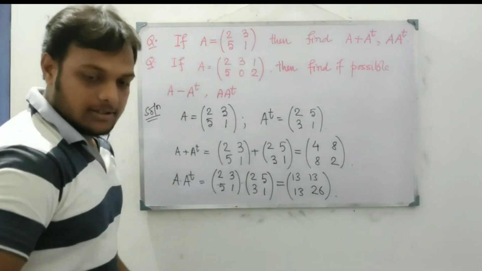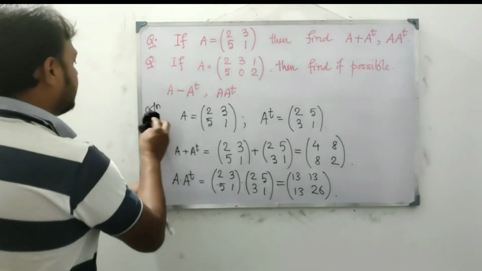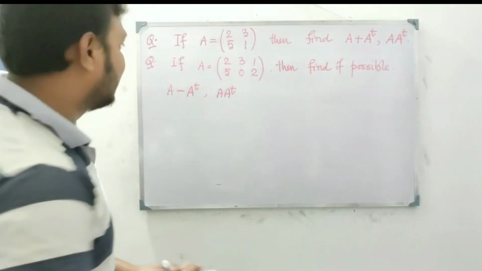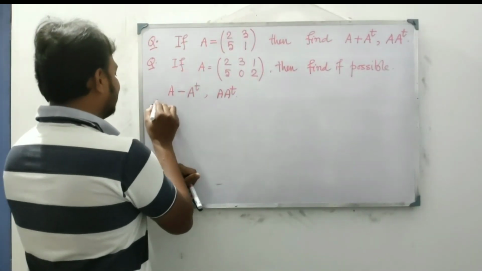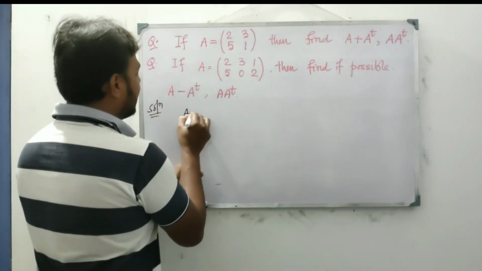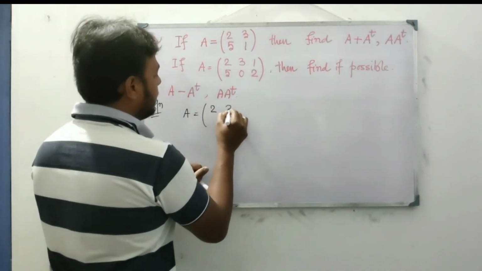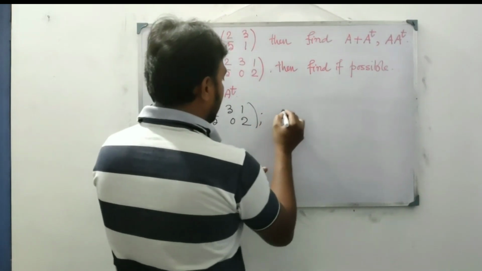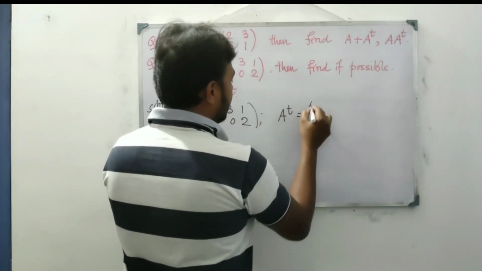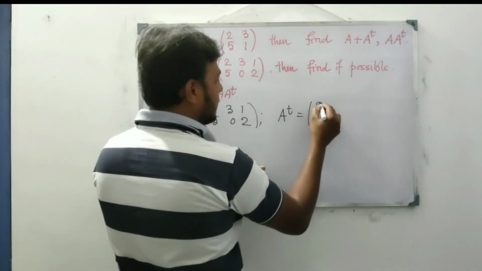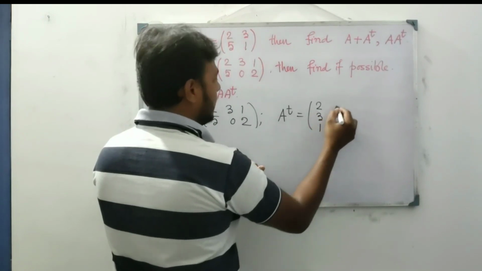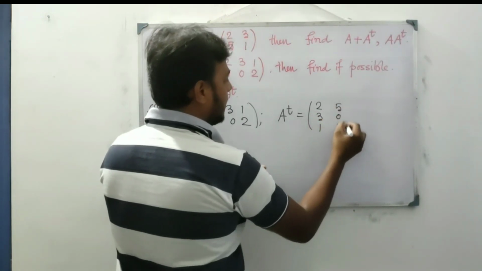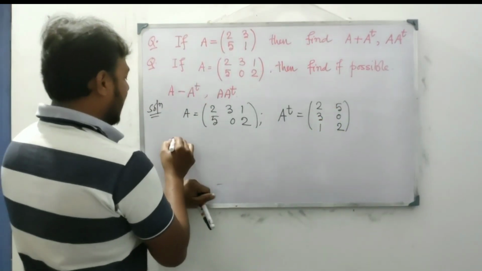Okay, next, see the second one. For the second problem, A is given as [2 3 1; 5 0 2]. Then what will be A transpose? A transpose will be, just change the rows into columns. So the first column will be 2 3 1 and 5 0 2 is the second column. Okay, so A minus A transpose.